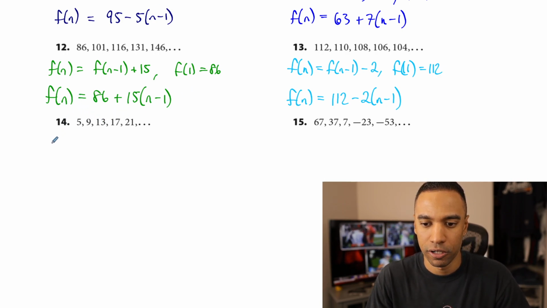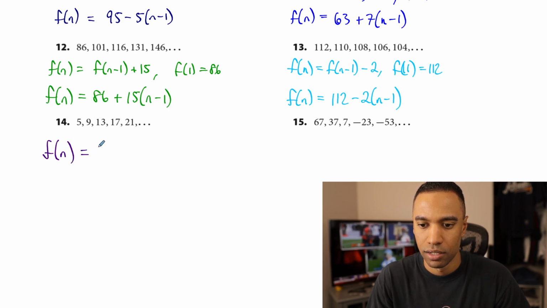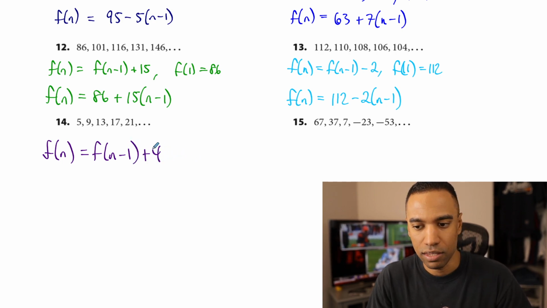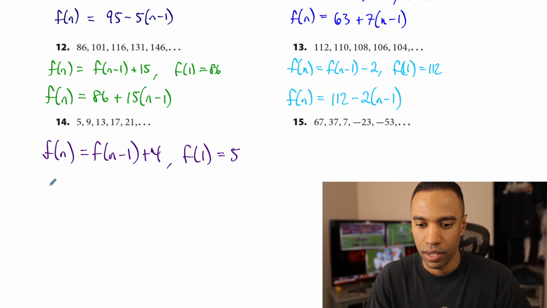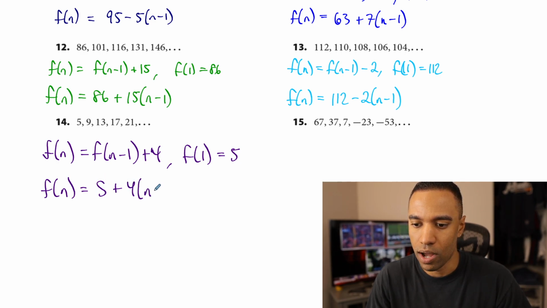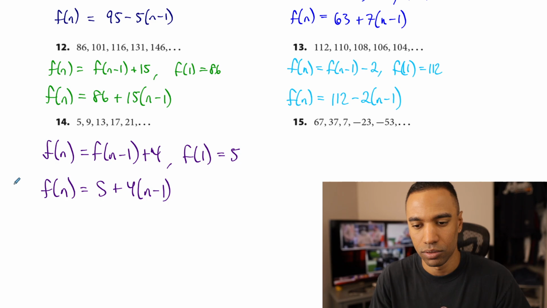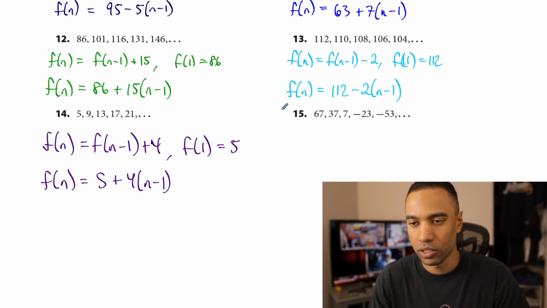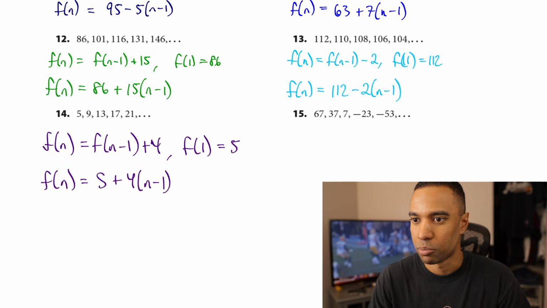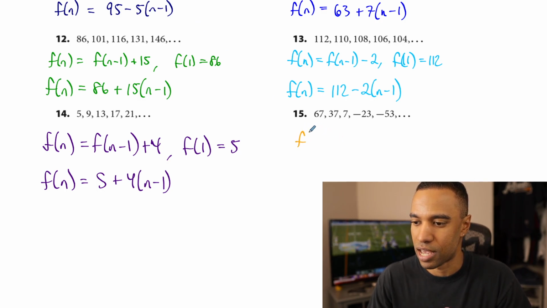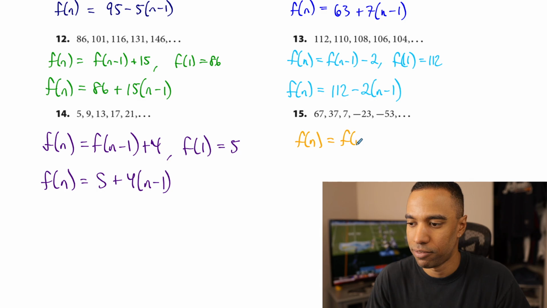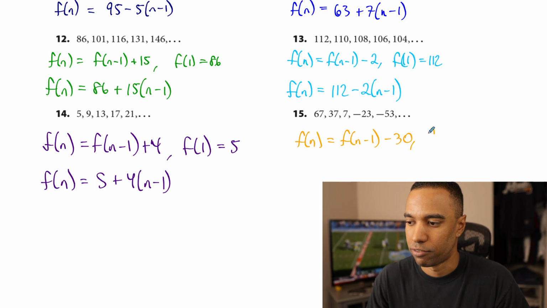Okay, number 14. Common difference of 4. First term is 5. So the recursive form, I take the value before it, and I add 4 each time, starting from 5. And the explicit form, starting from 5, I'm going to add my common difference 1 less time than the term that I'm looking for. Last one looks like a common difference of negative 30, subtracting 30 each time, starting from 67. So I will do f of n minus 1 minus 30, starting from 67.